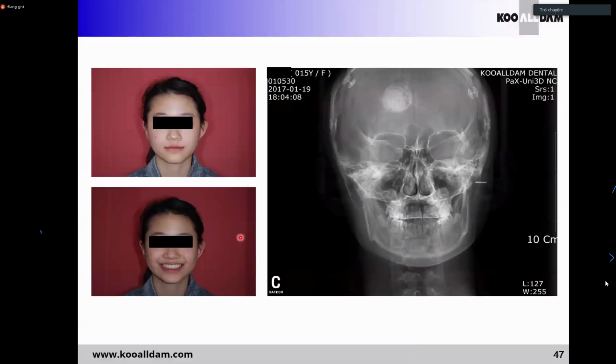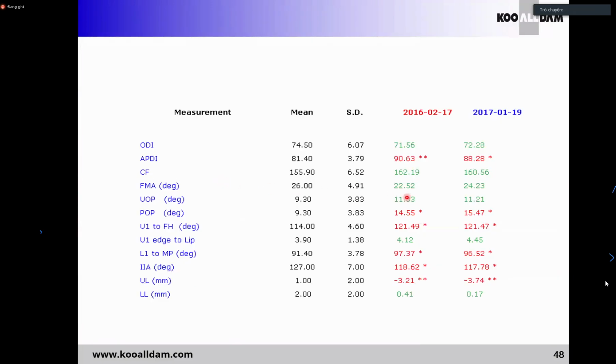Okay. This is the post-treatment PA view and frontal view. Okay, look at this. The treatment duration is 11 months. How about the CF value? Low angle does not change into high angle, it stayed low angle. How about the upper 1 to FH? 121 remained 121.